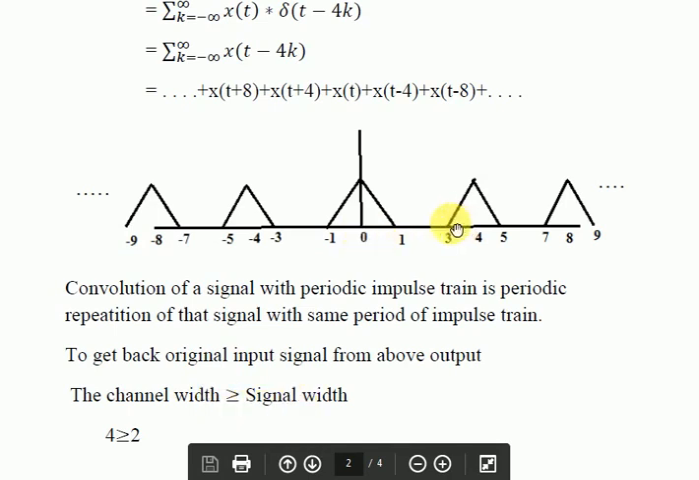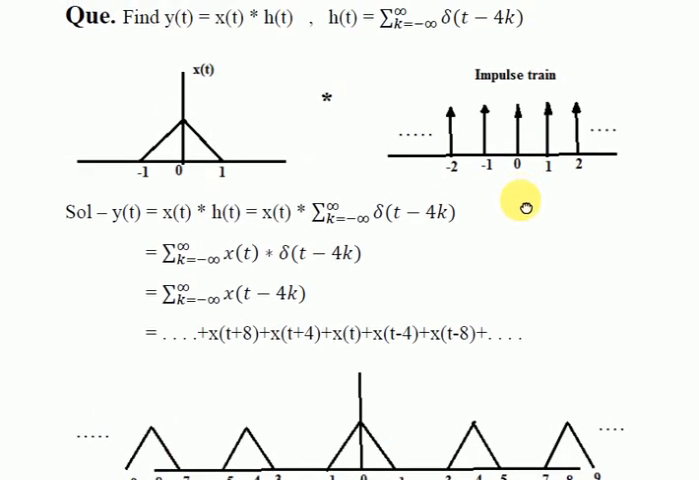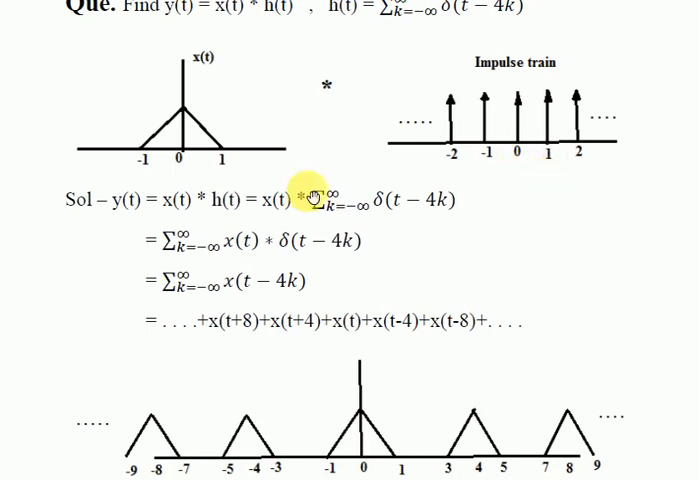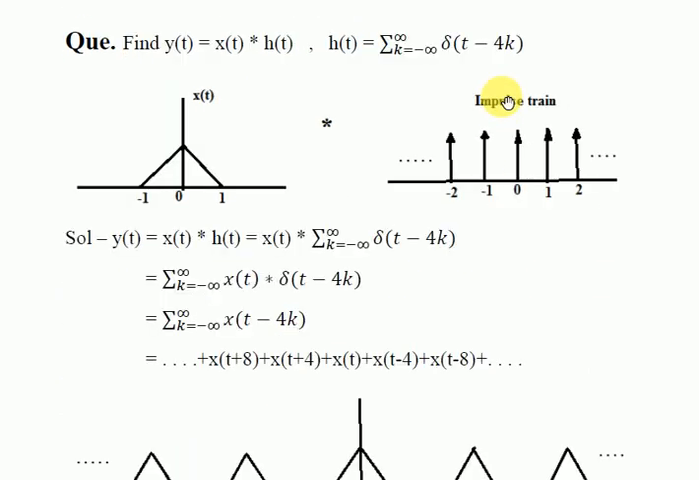Here the channel width was 4, sorry, I am mistaken here. This is t minus 4k. That's why here it is 0, then here will be 4, then here 8. Actually I have written k's value here, but we should write t's value. So one mistake has been made by me, that here it should be 0, 4, 8 like this. So the channel width is 4 and the signal width is 2. So the channel width should always be greater than the signal width.